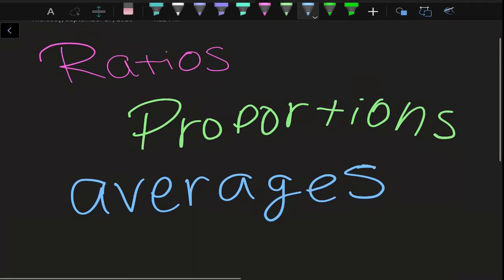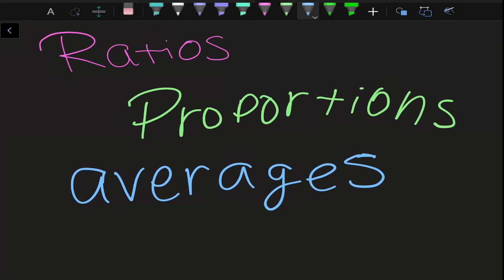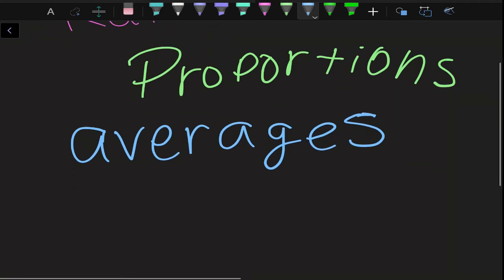Hello and welcome to today's lesson. Today we're going to be talking about ratios, proportions, and averages. So let's get started.